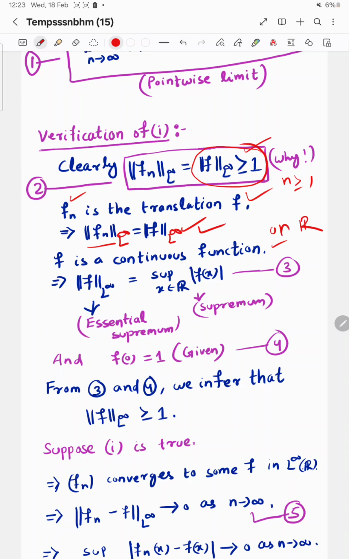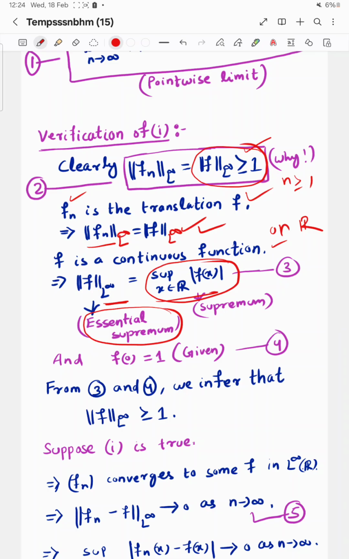The L infinity norm, meaning the essential supremum of f, is equal to the supremum of f. Here, on the left-hand side, the L infinity norm is taken in the sense of essential supremum. I hope you all know what essential supremum means: you calculate the supremum by excluding a set whose measure is 0. In the supremum case you cannot exclude anything, but in the essential supremum case you are allowed to exclude a set whose measure is 0.